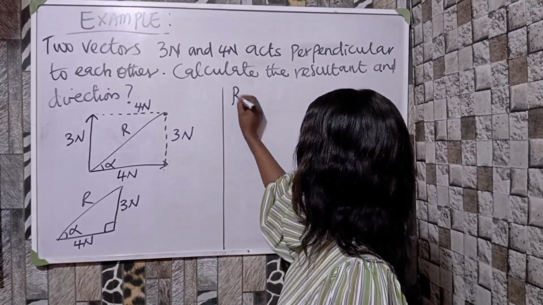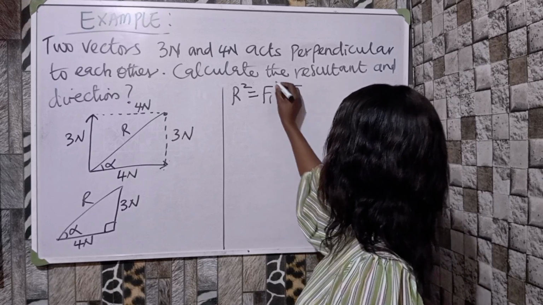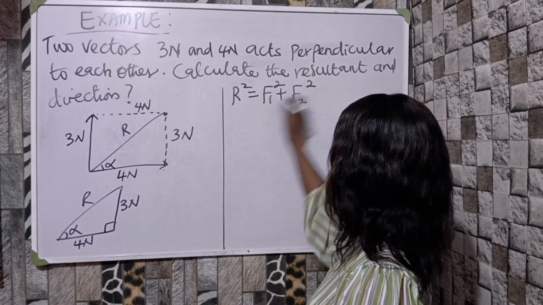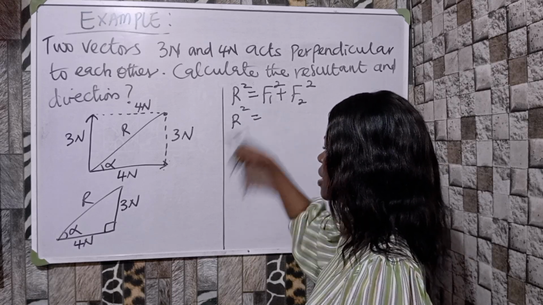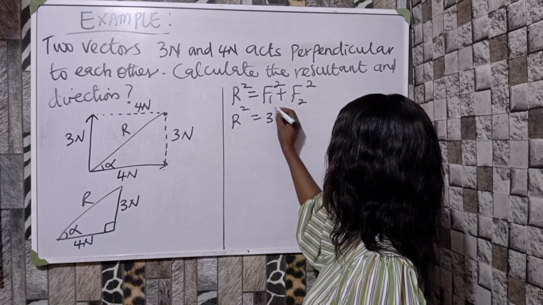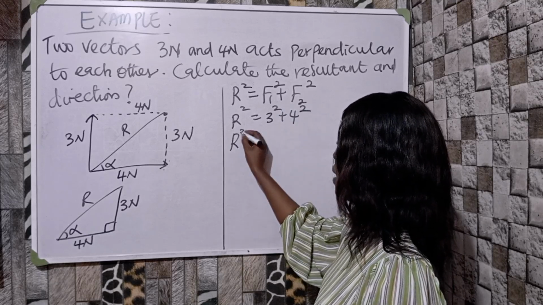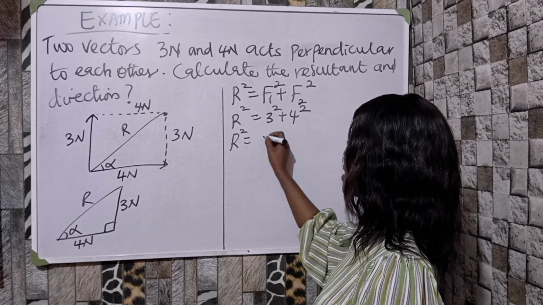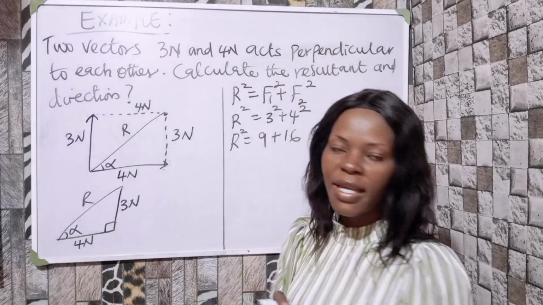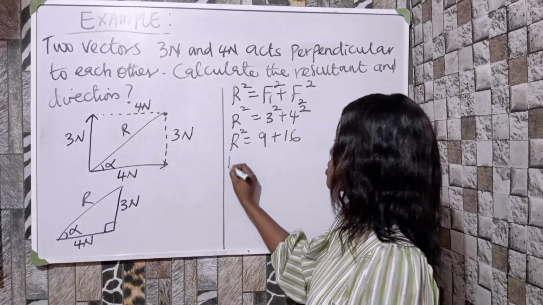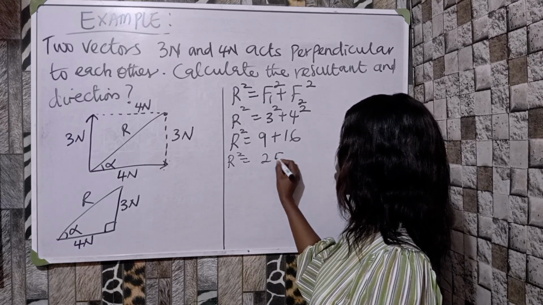You say R square is equal to F1 square plus F2 square. R square is equal to, what is my F1? My F1 is 3. 3 square plus 4 square. So 3 square is going to give me 9, then plus 16. I'm going to add them together to get the root. So R square is equal to 9 plus 16, which gives me 25.